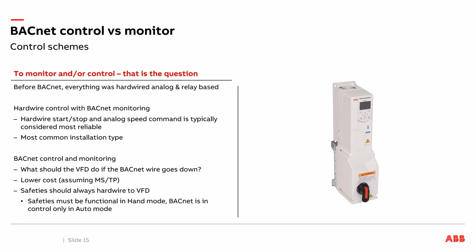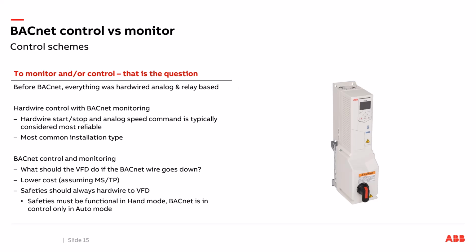So there's 2 ways I see people implementing BACnet. One is they still use the hardwire, those relay outputs and those analogs for the most critical things like your start, stop, and speed control. And then they use BACnet for the monitoring. So things like how much power is being consumed, what's the current draw of the motor, those type of things are all over BACnet. So that's one approach.